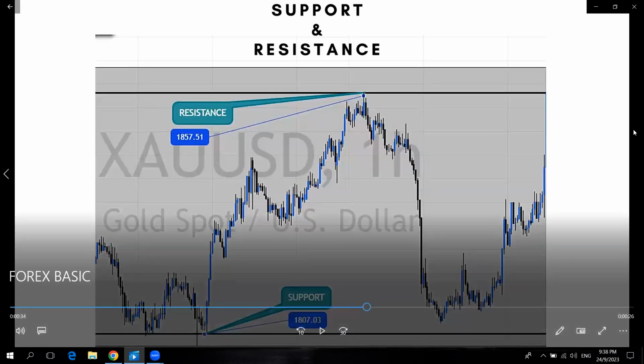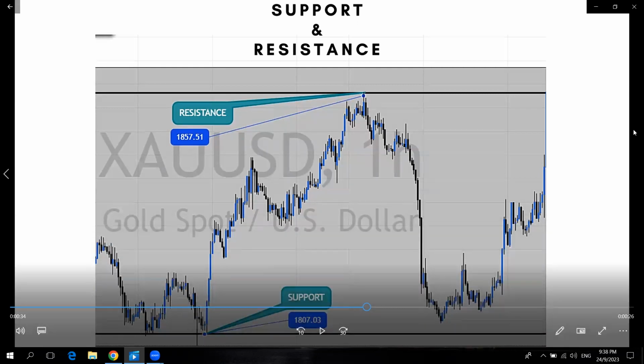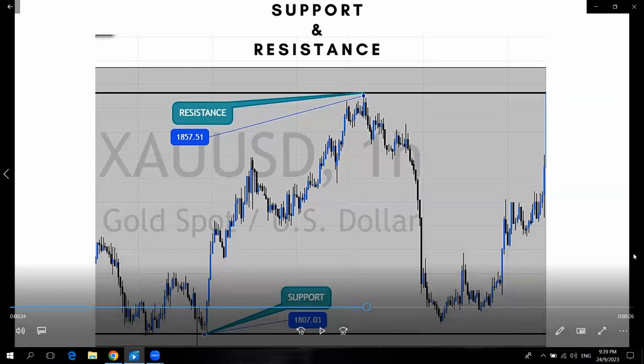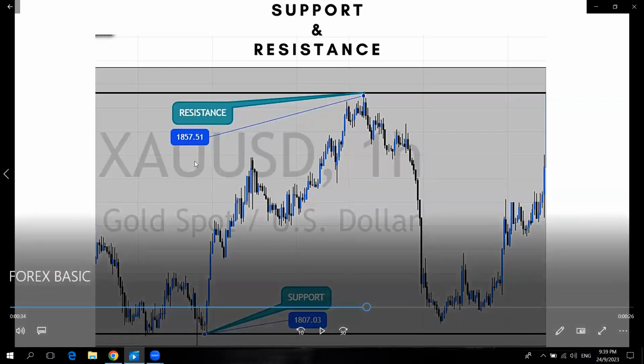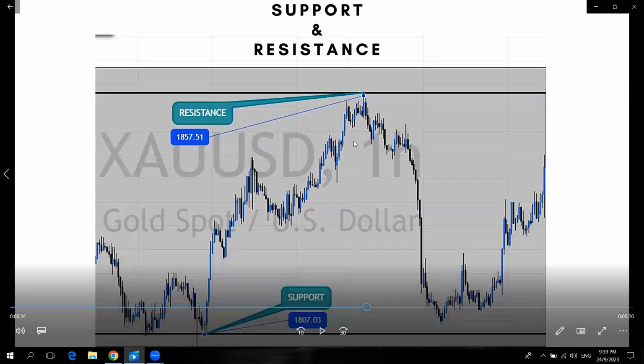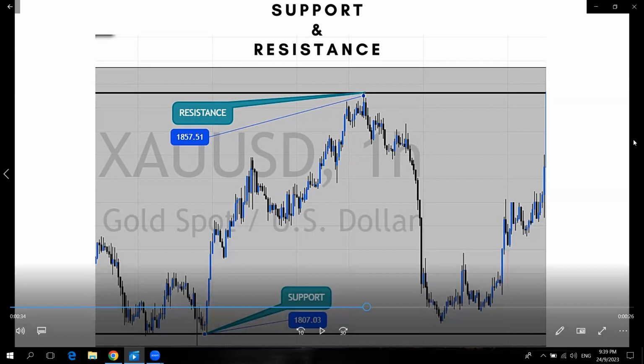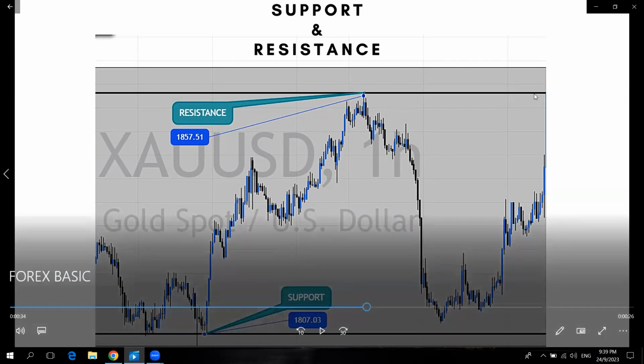Next, we come to the most basic and the most important of any candlestick chart. Okay, so this one is what we call support and resistance. As you can see here, I already have marked out the resistance and the support. The resistance will be at 1857 and the support will be at 1807. So what do I mean by support and resistance and how can we use this in our daily trading activities? Number one, what is the meaning of resistance?